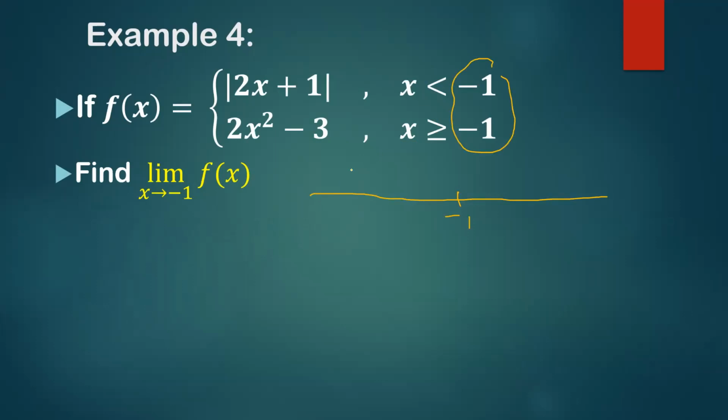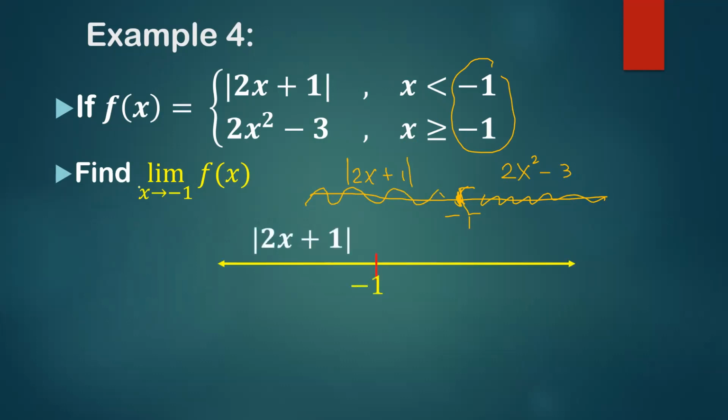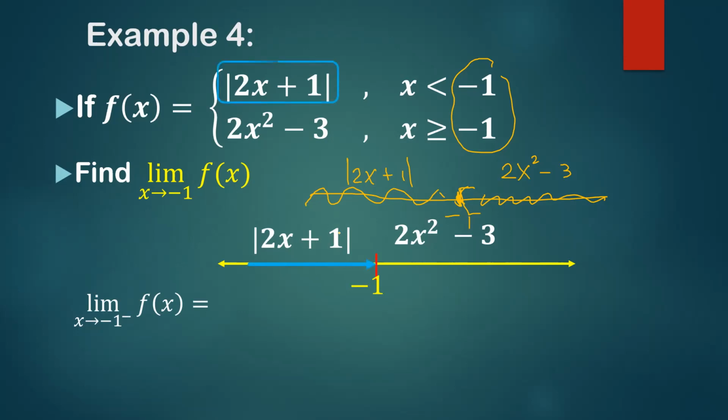Sa left side niya, we have the absolute value of 2x plus 1. Tapos, starting from the right side, dito naman, our function is defined as 2x squared minus 3. Okay? So, dito, 2x plus 1. So, kung nanggagaling tayo sa left, if you're coming from the left, you'll be using this behavior. Okay? So, gamit tayo ng absolute value of 2x plus 1 to replace our f of x, this one.